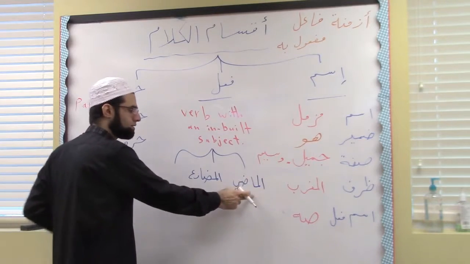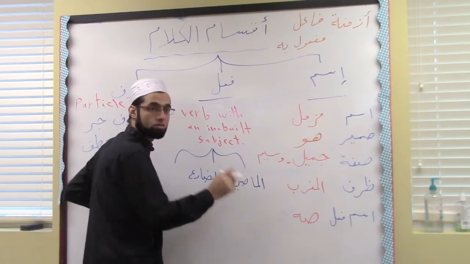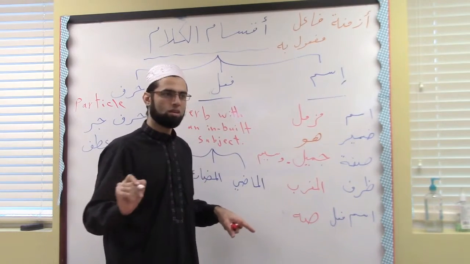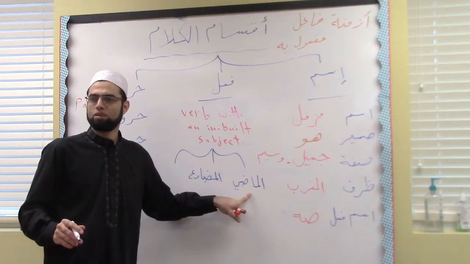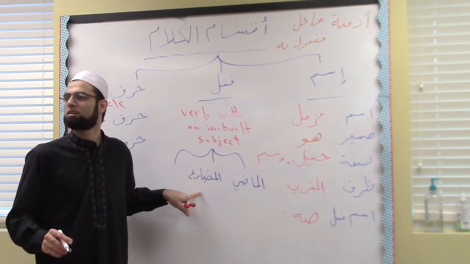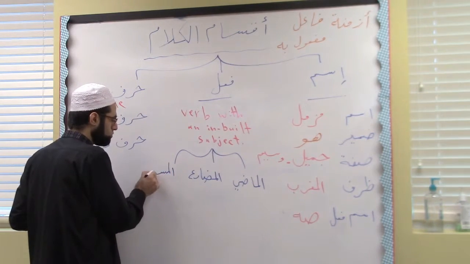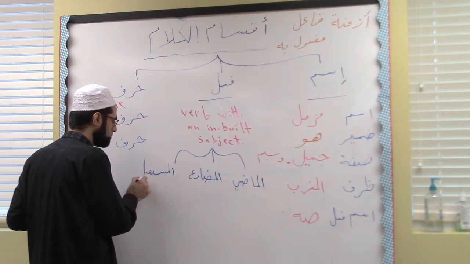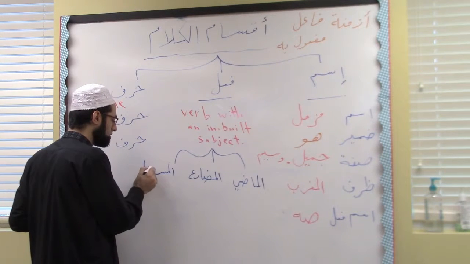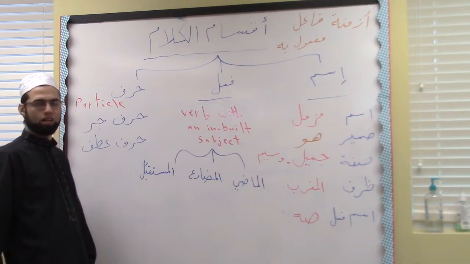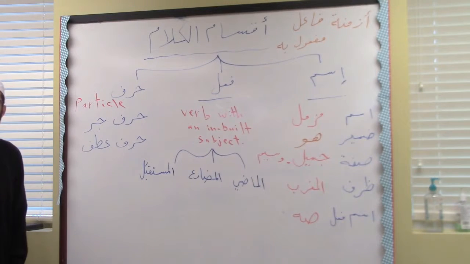ماضي means what, يا عيسى? Past. Right? I'm not gonna write the English here. You write the English right away. ماضي, past. مضارع, present. Then what do we have? مستقبل. I will put a حركة here. مستقبل.